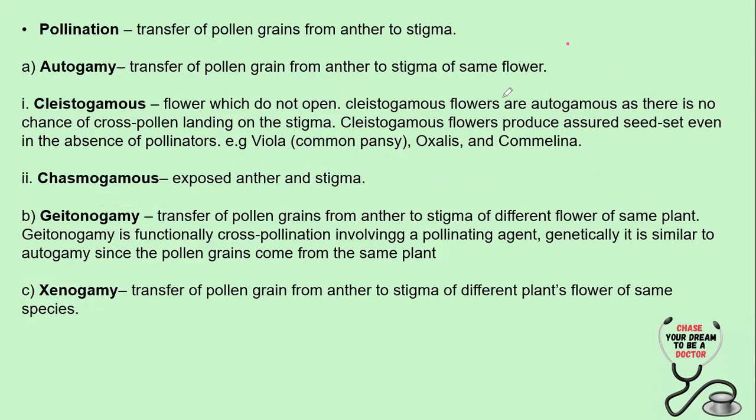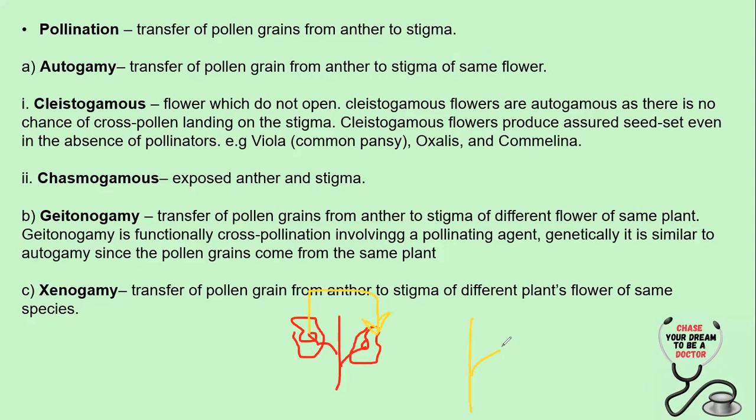Autogamy is the transfer of pollen grains from the anther to the stigma of the same flower, like this, right? Same flower. But in case of geitonogamy, what you will see is the transfer of pollen grains from anther to the stigma of a different flower of the same plant. Suppose this is a plant, this is a flower, this is another flower of the same plant. What does the process of geitonogamy mean? That the pollen grains from this flower will fall onto another flower of the same plant.